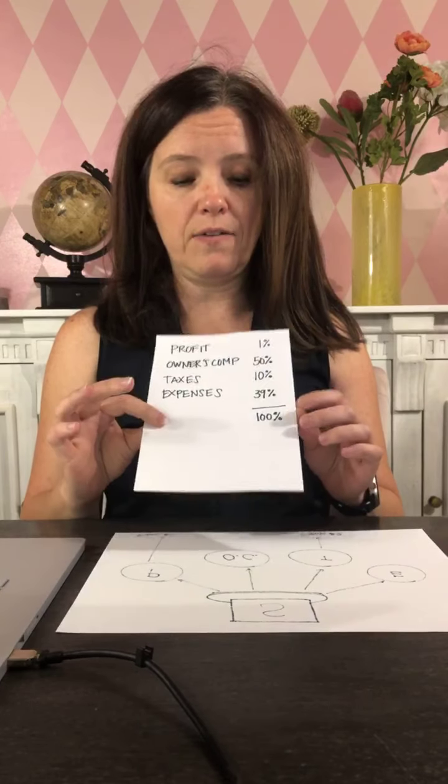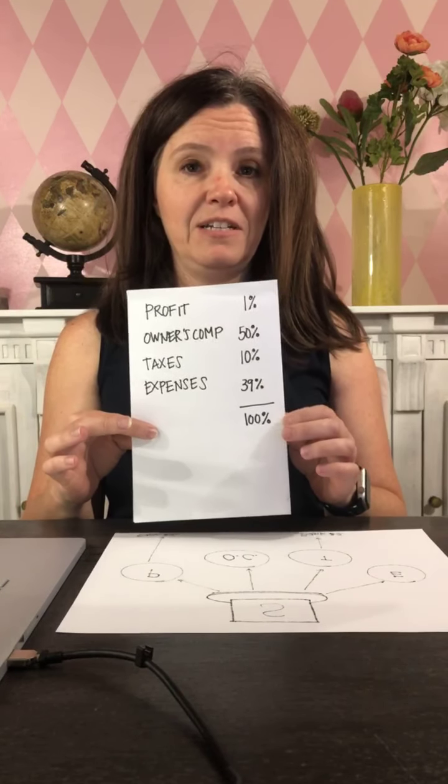So if you didn't watch that video and you want to do it the more accurate way, you can go back and watch that video. But if you don't want to go back and watch the video, remember that these are the percentages that you can use. You've got profit at 1%, owner's comp at 50%, taxes at 10%, and expenses at 39%. So that we're trying to get to that total of 100% here. And we're going to divide this up.